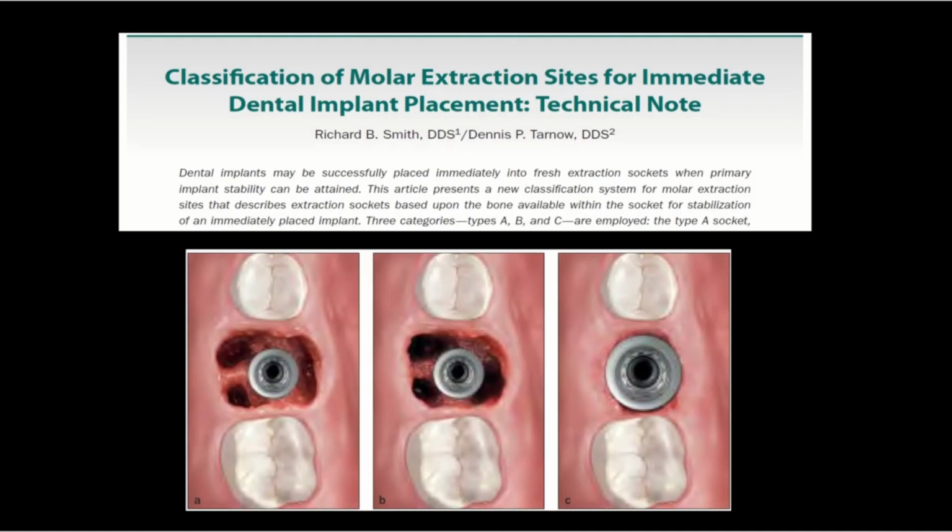This perfect article by Tarnow and Smith reveals the eligibility of immediate implant placement in molar sites and classifies the sockets into type A, type B, and type C. Type A, in which the implant is completely contained within the septal bone. Type B, partially contained by the septal bone. Type C, no septal bone is available for implant stabilization. The implant must engage the inner aspect of the socket wall or apical bone to be stable.